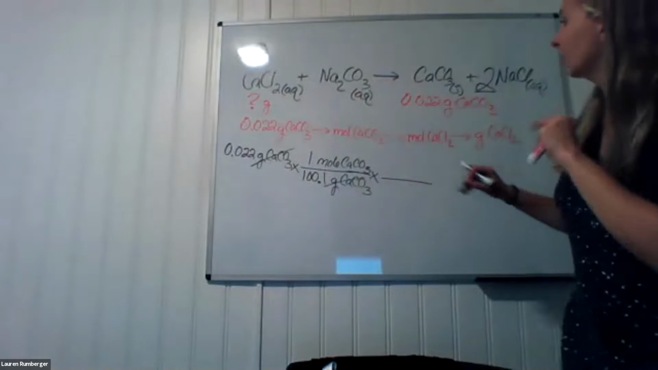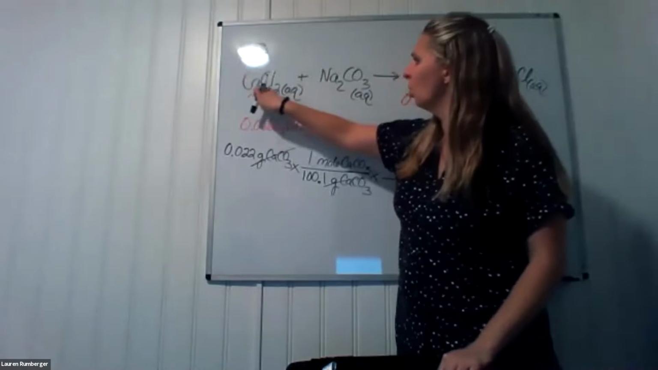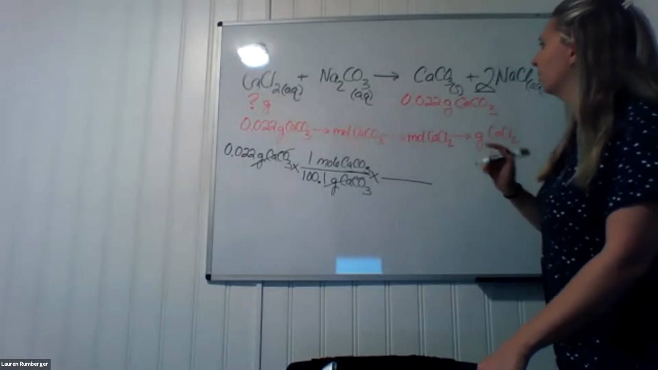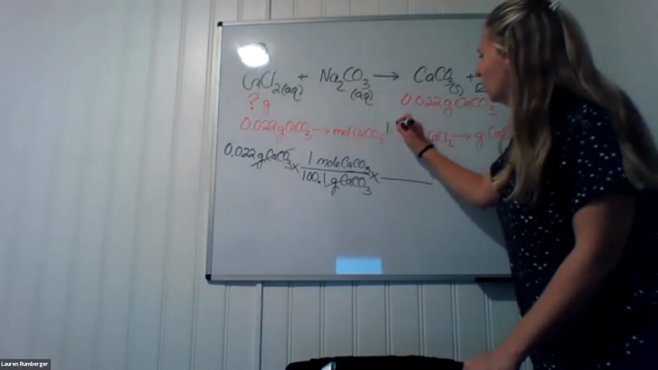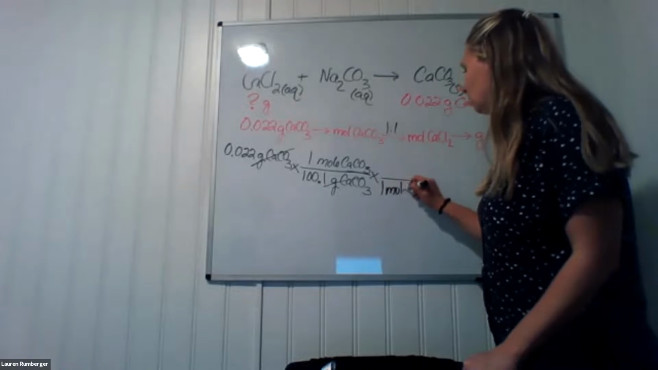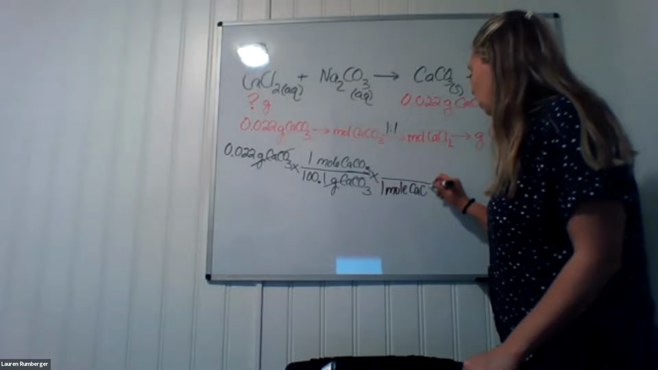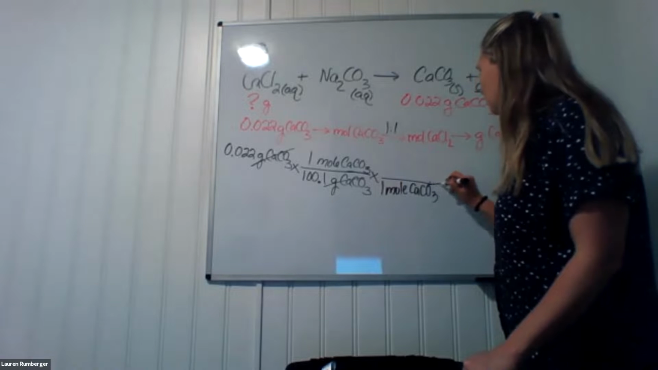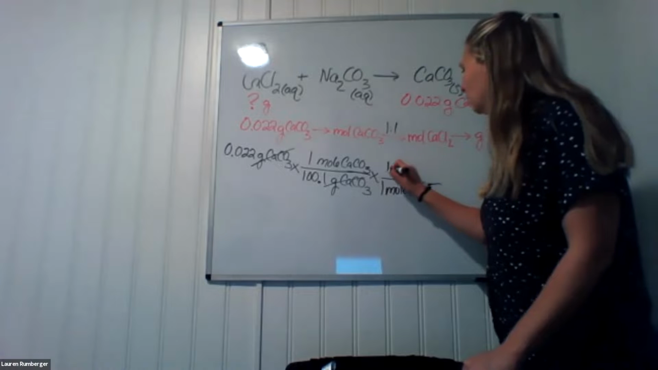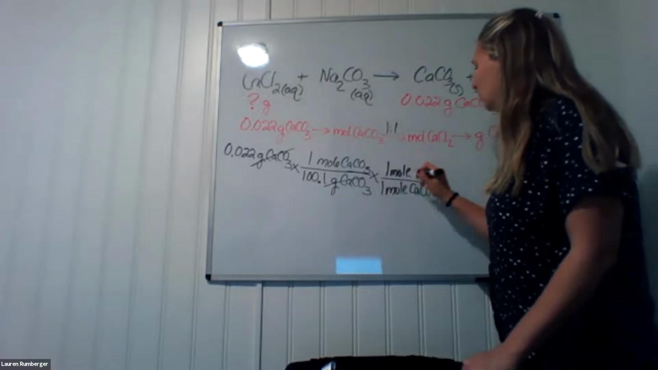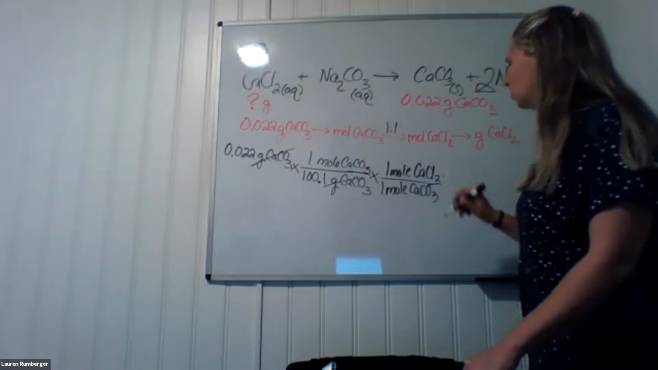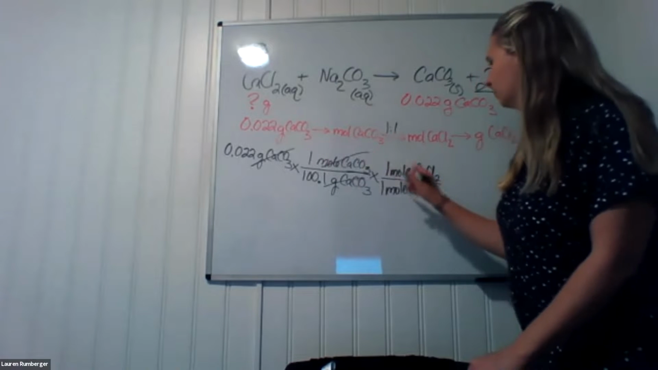So what we saw here, 1 mole of calcium chloride reacts to form 1 mole of calcium carbonate. So this is a 1-to-1 mole ratio, but you must still write it out because you are changing from one substance amount to a new compound. Now we're working with calcium chloride. We want to know how much calcium chloride reacted.